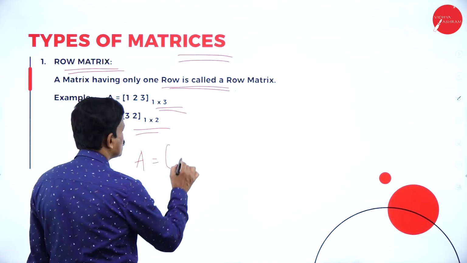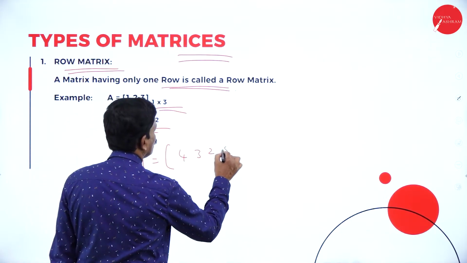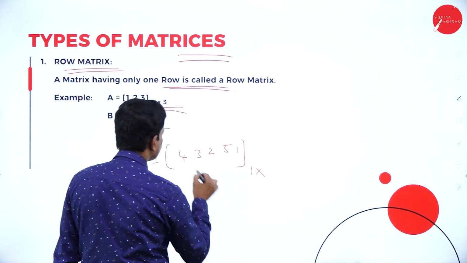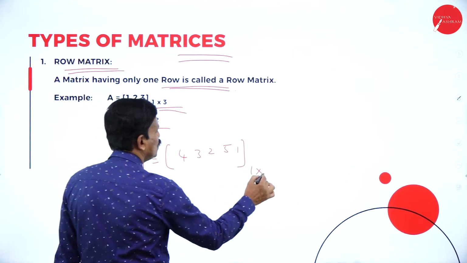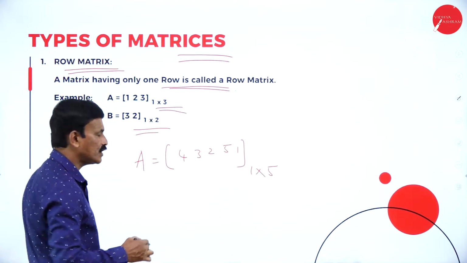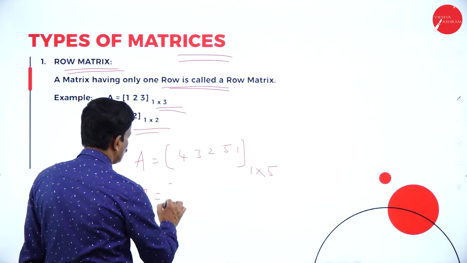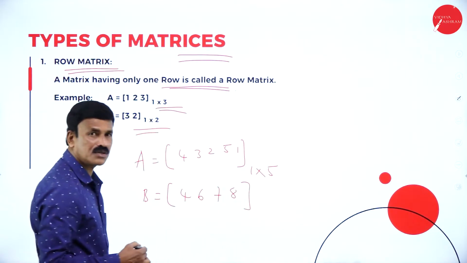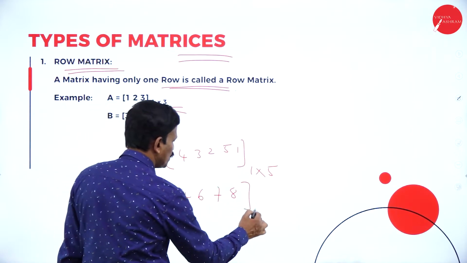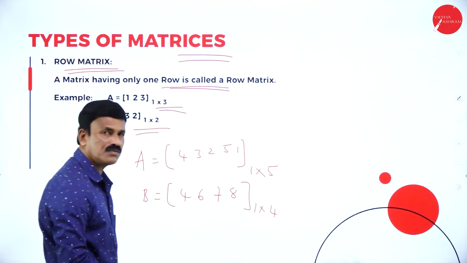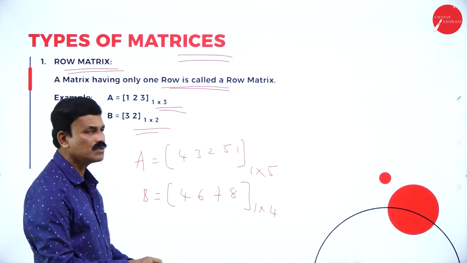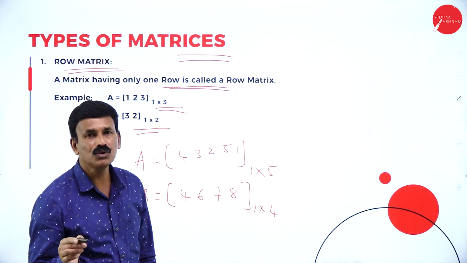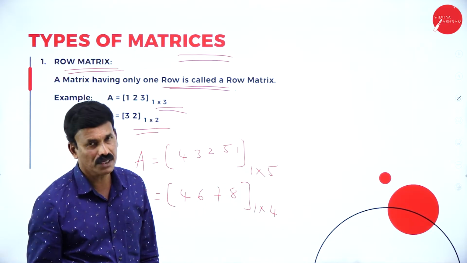Let me take one more example, 4, 3, 2, 5, 1. This is a matrix with one row and 5 columns. Let us take one more example, 4, 6, 7, 8. This is also a row matrix which contains only one row, but the number of columns is 4. One row, 4 columns. In general, a matrix having only one row is called a row matrix.